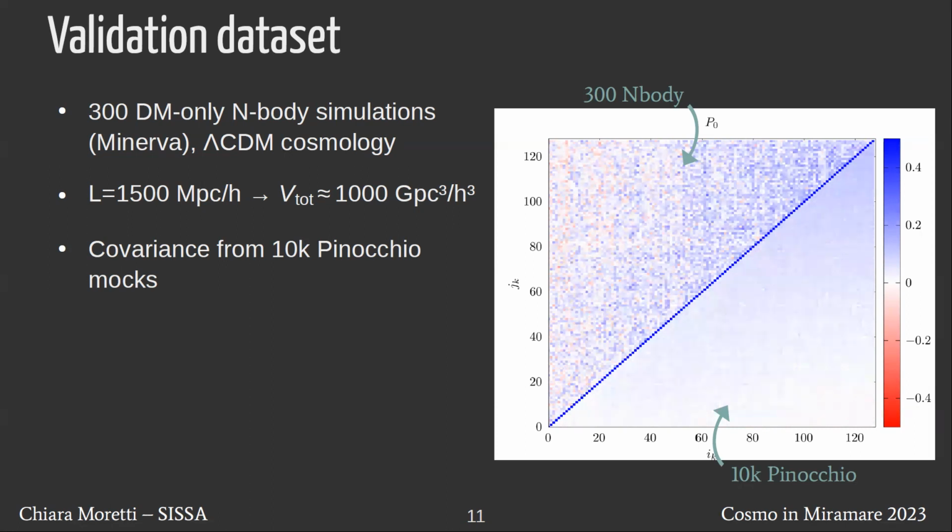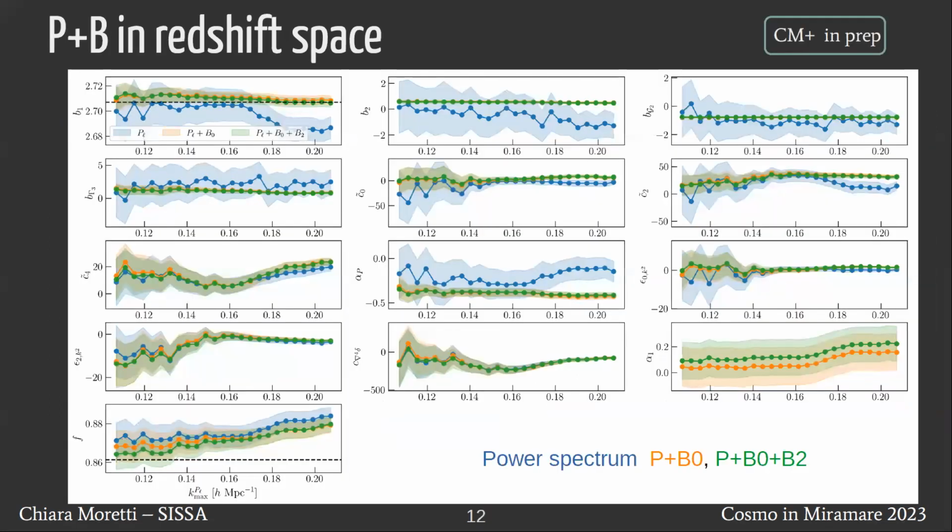in the covariance matrix. So for example, in this plot here, you can see the covariance matrix for the monopole of the power spectrum. And the top triangle is what you get from 300 N-body simulations, and the bottom triangle is what you get from the 10,000 Pinocchio mocks. So you see that all this noise is removed, and we are left with the actual correlations between the bins. And this is particularly important when considering the bispectrum.